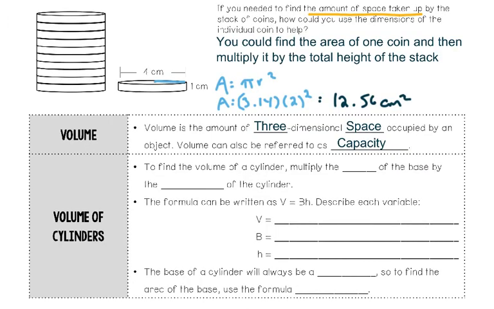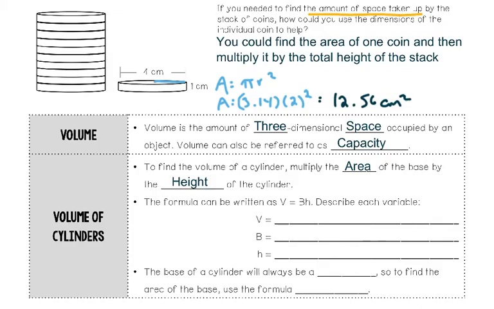So let's go ahead and get some formal definitions down. Volume is the amount of three-dimensional space occupied by an object. It's a lot like area, but area is for 2D, volume is for 3D. Volume can also be referred to as capacity. The good thing about finding volume of 3D shapes is that every 3D shape has a formula that tells you how to find its volume. So today we're specifically going to look at cylinders. To find the volume of a cylinder, like we just did up top, you multiply the area of the base by the height of the cylinder.